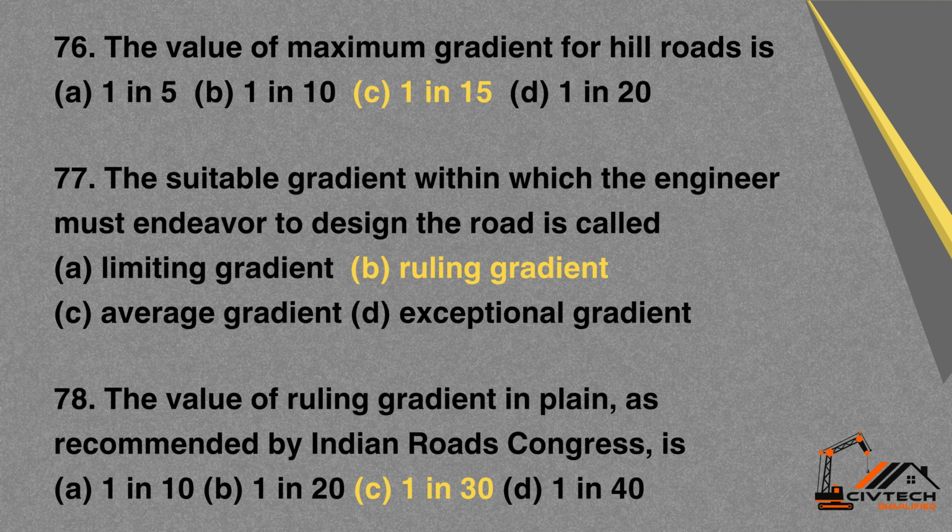77. The suitable gradient within which the engineer must endeavor to design the road is called A. Limiting gradient, B. Ruling gradient, C. Average gradient, D. Exceptional gradient. Correct option, B. Ruling gradient.